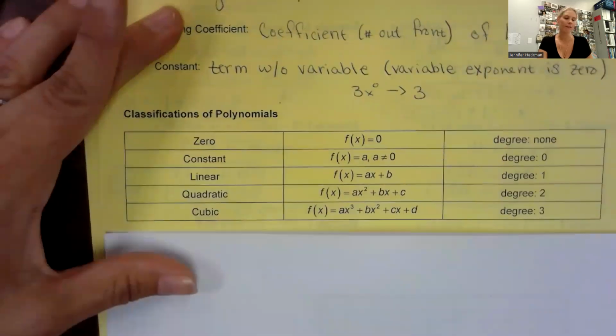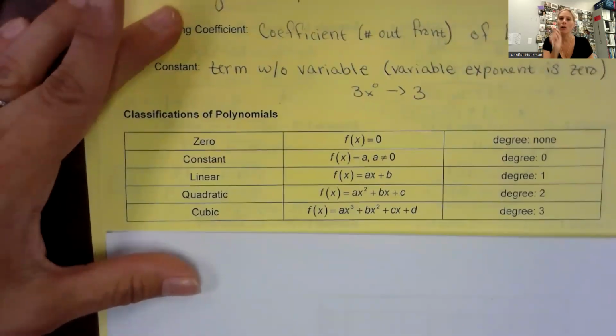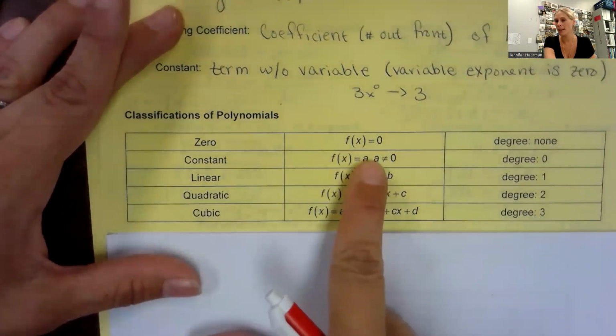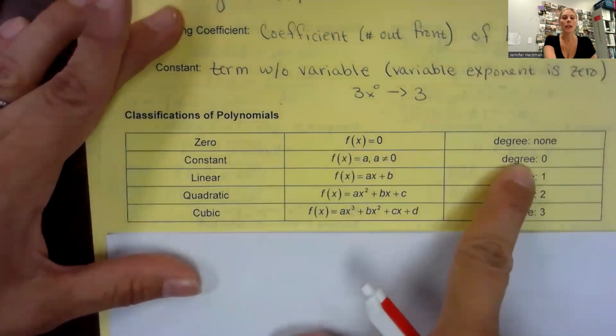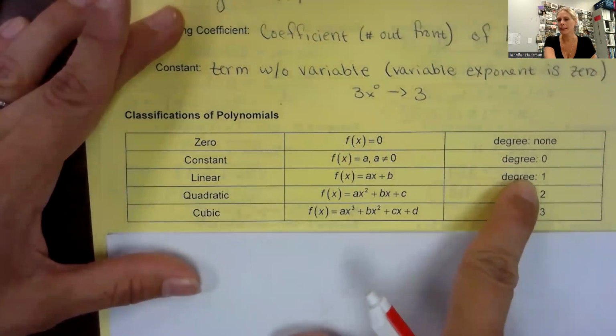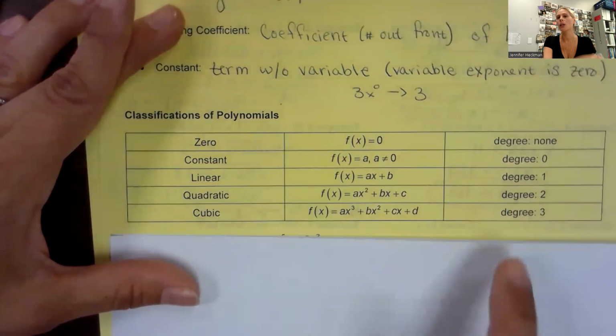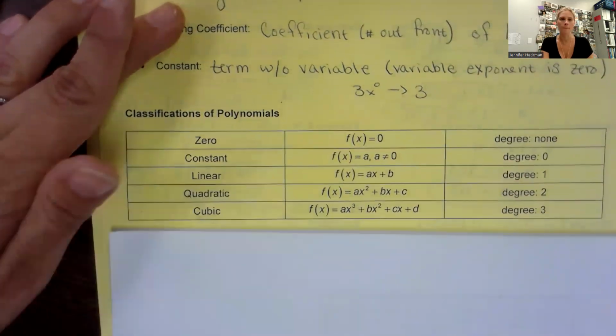And these are some classifications of polynomials, what you call them. Of course, when the degree is 0, if you have any number, the 0 in the degree is a constant. Highest degree 1 is linear. Highest degree 2 is quadratic, then cubic, so on and so forth.